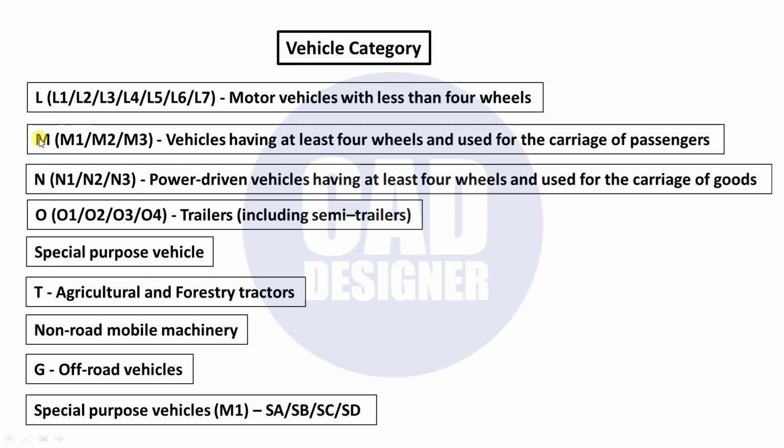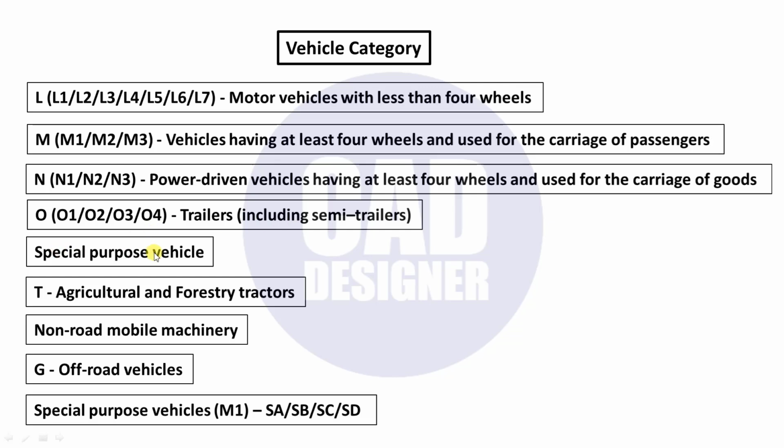Then the second is the M category, which is subdivided into M1, M2, M3. These are vehicles having at least four wheels and used for the carriage of passengers. Then the N category, subdivided into N1, N2, N3: power driven vehicles having at least four wheels, used for the carriage of goods. Then the O category, subdivided into O1, O2, O3, O4: trailers including semi trailers.